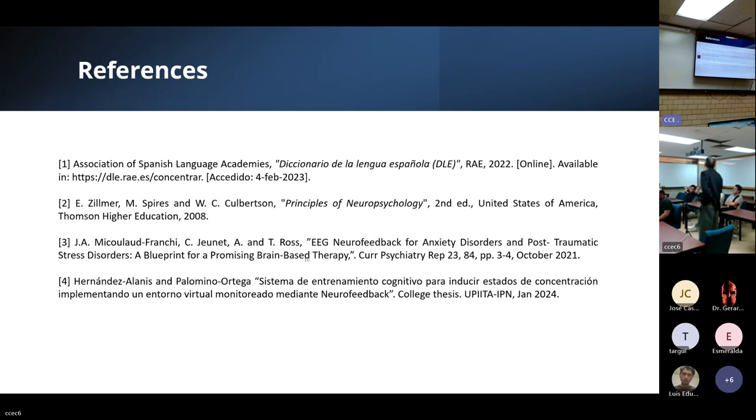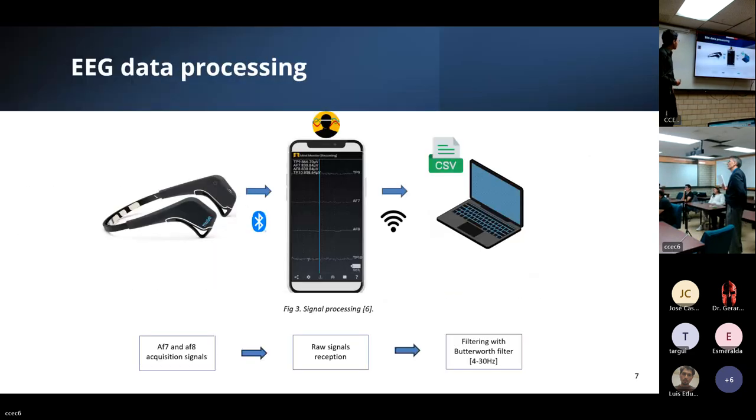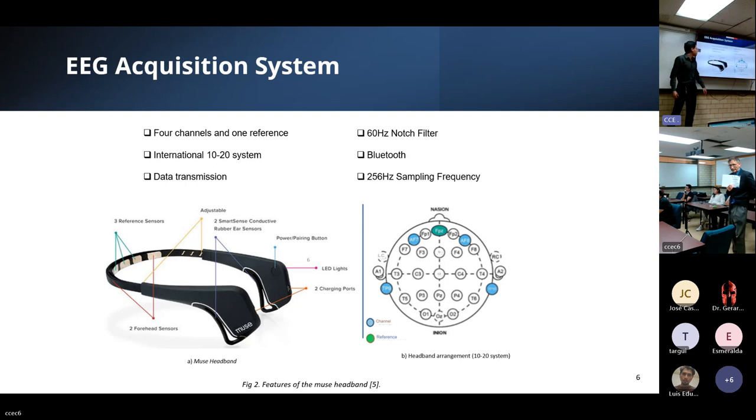Yes, I have a question. Can the EEG that you use be used with other channels, or can you only use these channels? For example, the headband has four channels. In the 10-20 system, the Muse headband has four channels, AF7, AF8, and TP9 and TP10 that are behind the ears. For example, if I want to use FP1 and FP2, can I use them? Well, with this headband, no, because it only has the TP and AF locations, and these three are the reference. Okay, thank you.